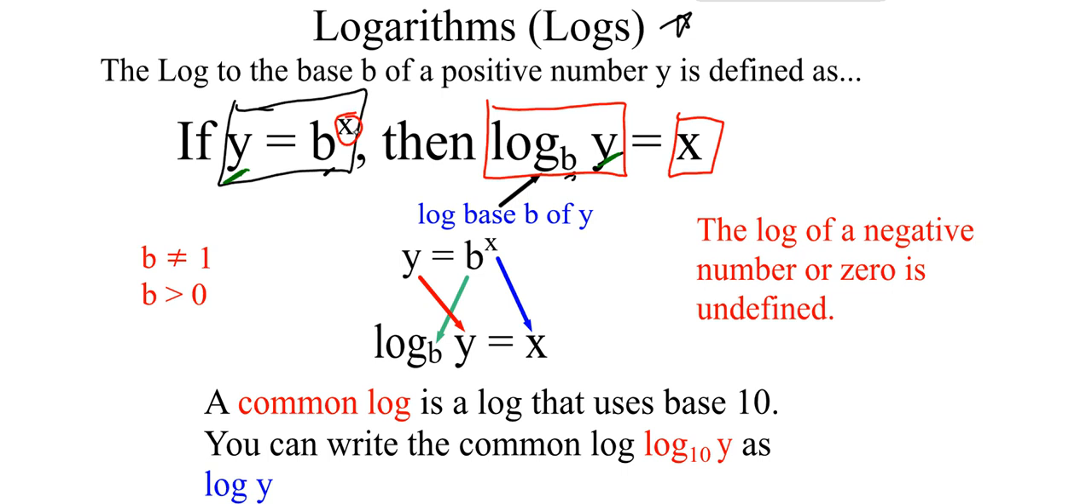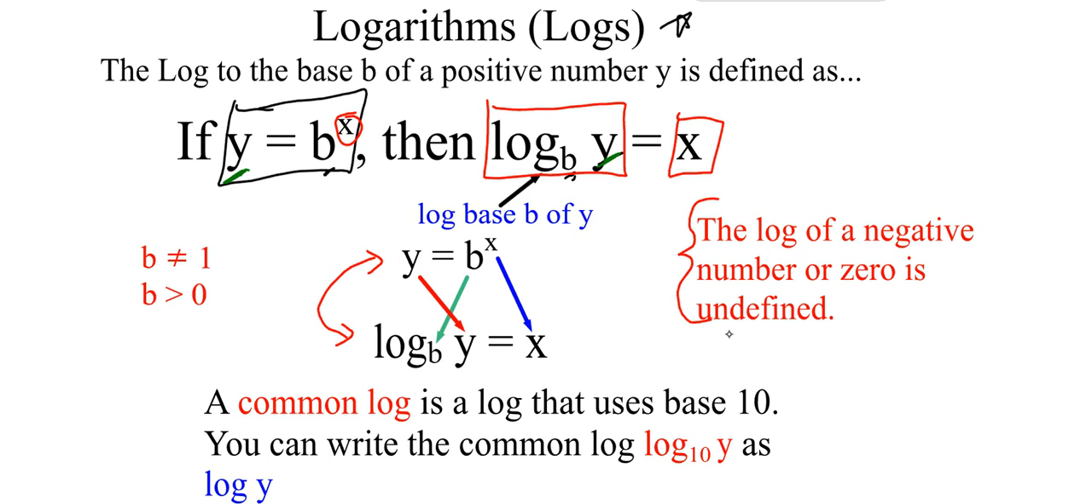It's good to make sure you have this written down so that you can go back and forth, and that's our big goal today: going back and forth between an exponent equation and a logarithm equation and making sure we get those right. Some things to note: the log of a negative number or 0 is undefined, which will make more sense as we look at our graphs in our next lesson.